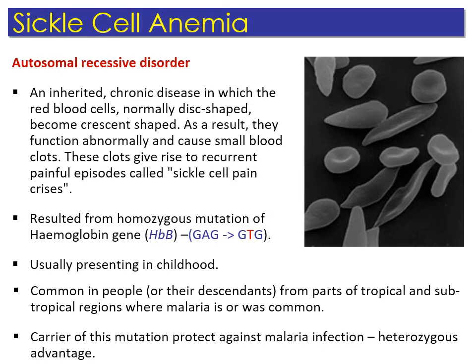Sickle cell anemia is an example of an autosomal recessive disorder. It is a disorder in which the red blood cells, normally disc-shaped, become crescent or sickle-shaped. As a result, they won't be able to carry oxygen throughout the body and have a tendency to form small blood clots. These clots give rise to recurrent painful episodes called sickle cell pain crises.